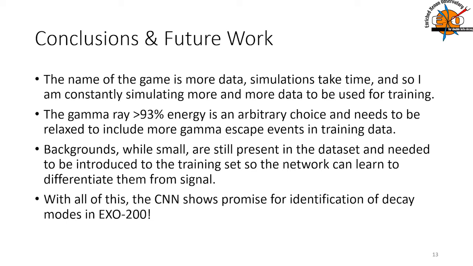That 93% energy threshold is an arbitrary choice for the gamma ray, and it does need to be relaxed over time to include more gamma escape events. When you move to reality, gamma rays can just completely escape the detector without depositing any energy. And so that will definitely have an impact on the signal, because the neural network is depending on that gamma ray likely to just tell the difference between a ground state and excited state decay.